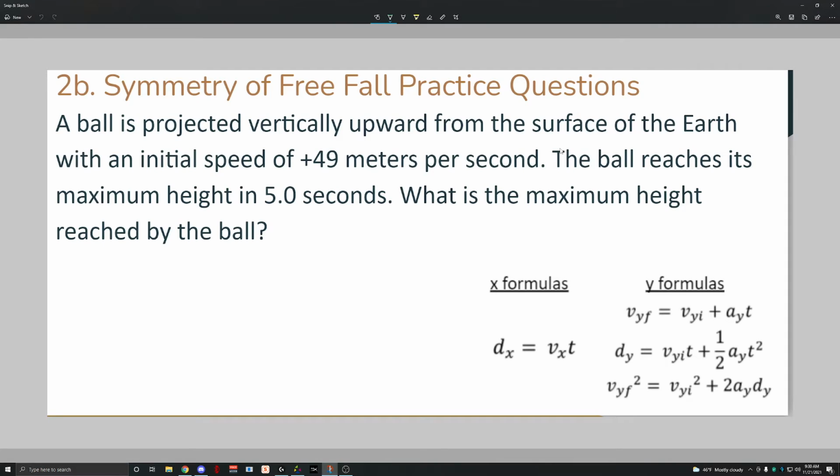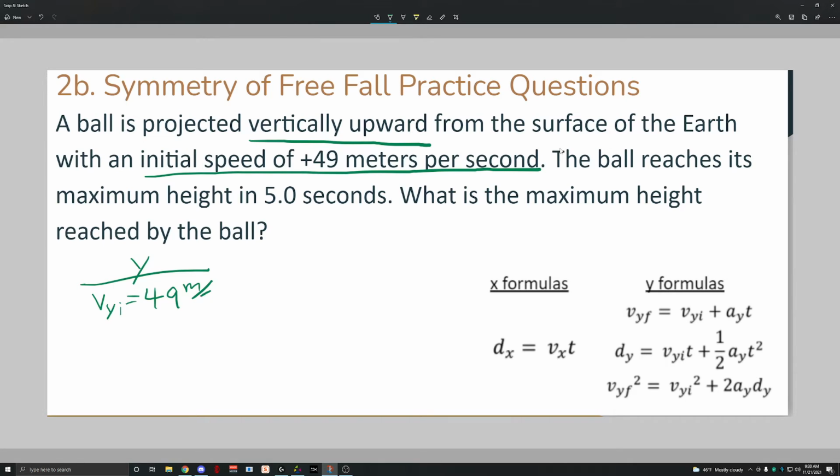A ball is projected vertically upward from the surface of the earth with an initial speed of 49 meters per second. So this is your initial speed in the vertical direction. You know it's a vertical direction because it says vertically upward. So in your y-axis, you have an initial velocity of 49 meters per second.